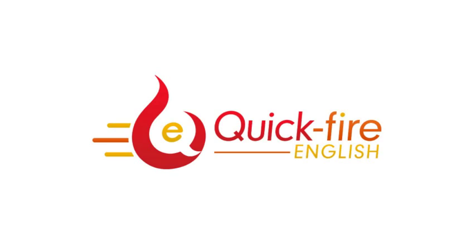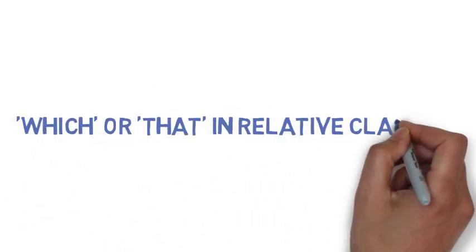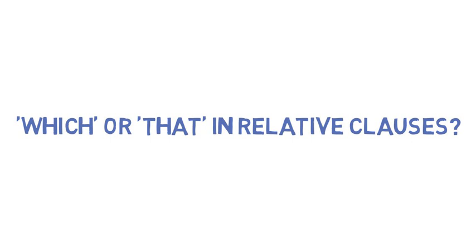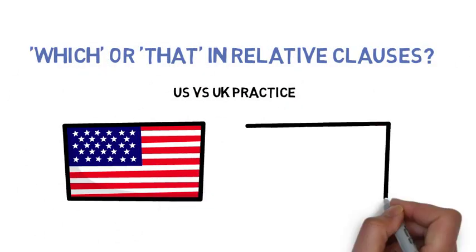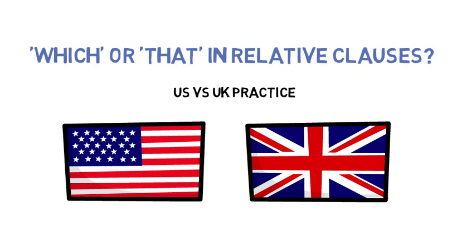Hello! Welcome to Quickfire English and this video in which we're going to discuss whether to use which or that when referring to things in relative clauses. Now, this topic confuses a lot of learners and things can get even more complicated because there's a slight difference between American and British English. But stay tuned because we're going to go through it one step at a time, and at the end of the video I'll give you a quick fix that you can use to make sure you never make a mistake.